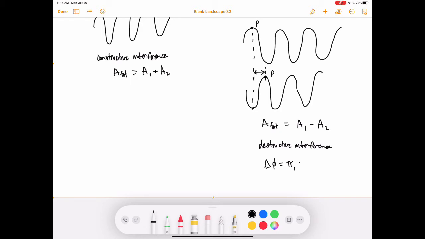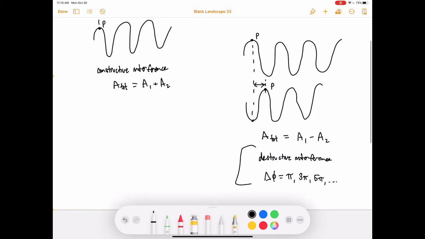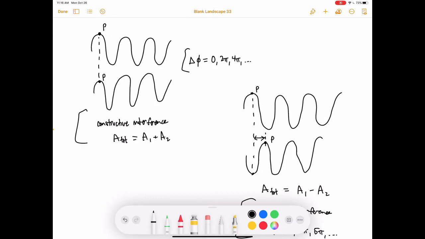But of course, 3 pi would also work, because if I just shifted over another 2 pi, we're in the exact same situation, or 5 pi, or basically any odd multiple of pi. So this is why the destructive interference condition works. It gets the peak of one wave to line up with the trough of another. And then the constructive interference condition works because the peaks are lining up with each other, ensuring that the amplitude you get is as big as possible. And again, this happens for even multiples of pi.